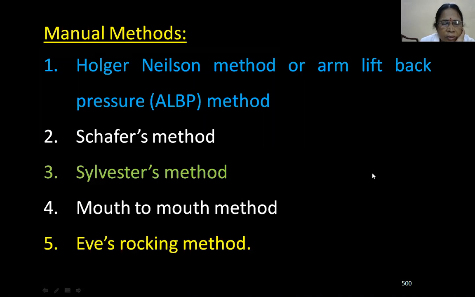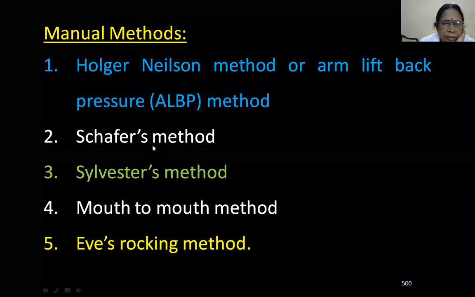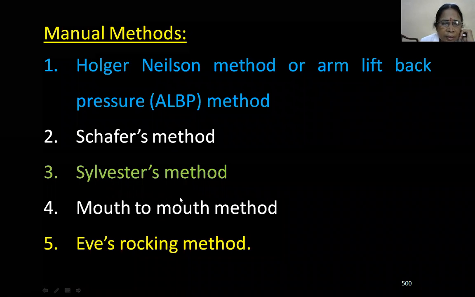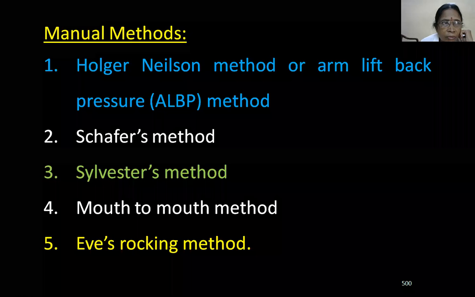Holger-Nelson method, also known as the arm lift back pressure method, Schaeffer's method, Sylvester's method, and mouth-to-mouth breathing. Therefore, these are the manual methods. In manual methods, we have the Holger-Nelson method, Schaeffer's method, Sylvester's method, and mouth-to-mouth breathing. You have to mention all these methods.